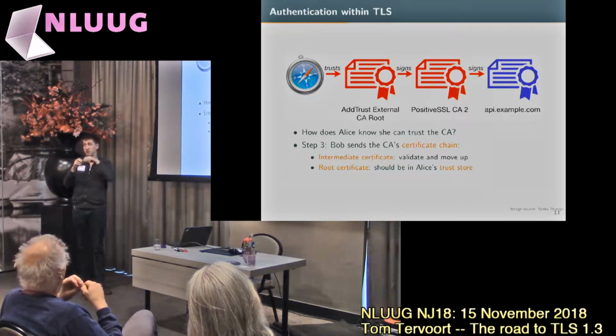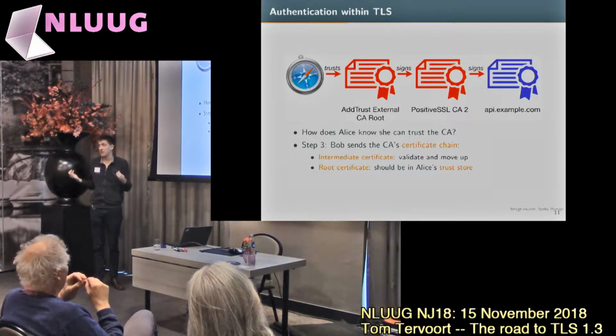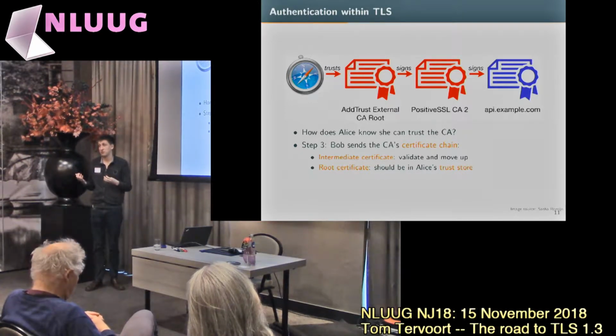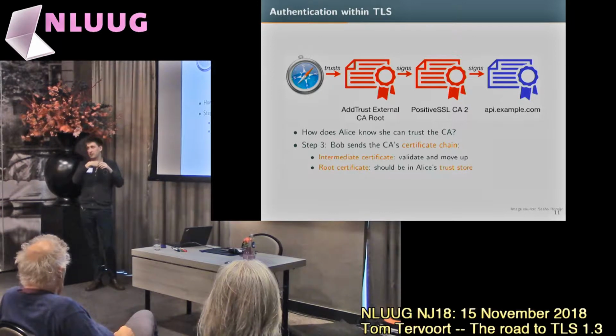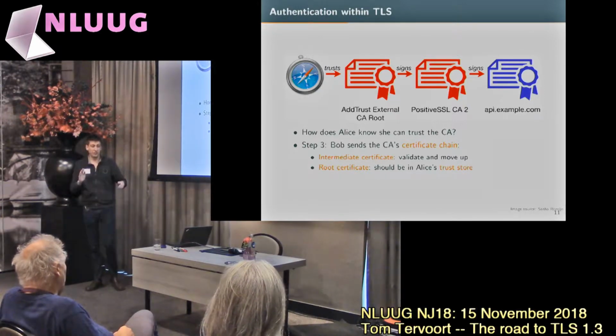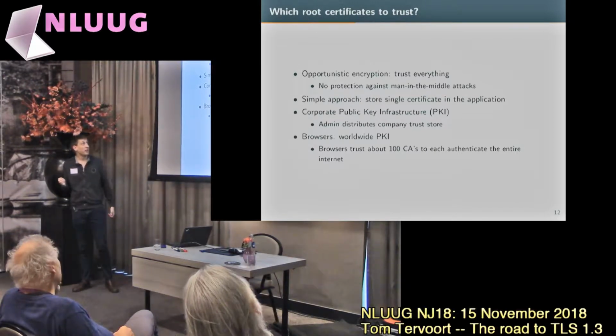Every certificate needs to be signed by the certificate above it until she finally arrives at a root certificate. And this root certificate should already be known by Alice and should be in Alice's trust store. So she should just know, I already trust this root certificate and the owner of this public key, so whatever is signed by the key owner of this certificate, I trust. Well, what does this root store look like?